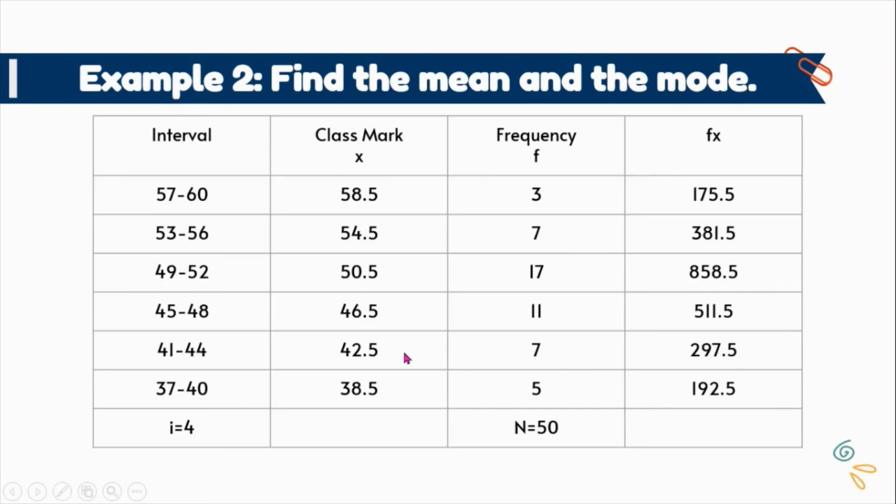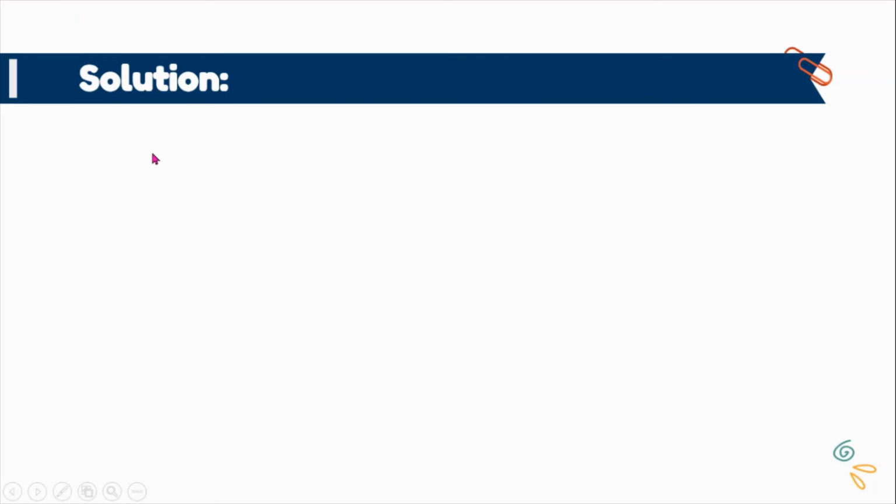So using this table, we have here the interval, the class mark, the frequency, where n, or the total frequency, is equal to 50, and the product of the frequency and the class mark denoted by fx, and the summation of this fx here is equal to 2417. So the total of the product of the frequency times the class mark is equal to 2417, and n, or the total frequency, is equal to 50. So now let's find the mean.